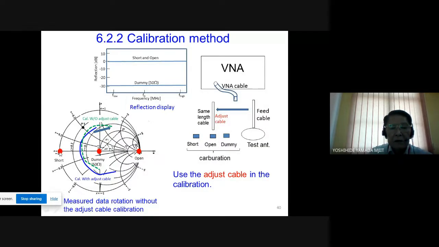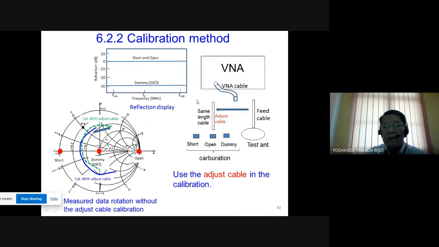So by putting the short here, it becomes here, open here, and dummy here. So this is the calibration point and calibration finish. This is the reflection display. Short and open become here, and dummy becomes a very small reflection.